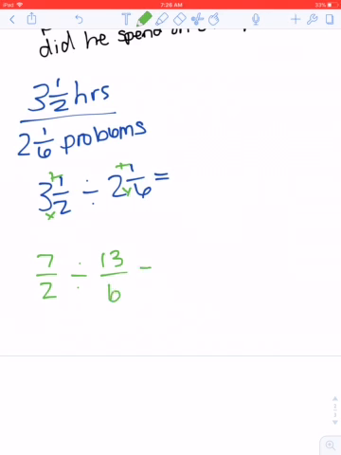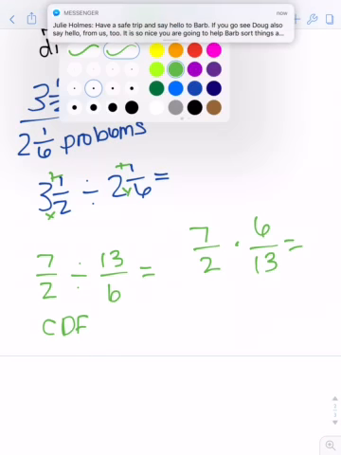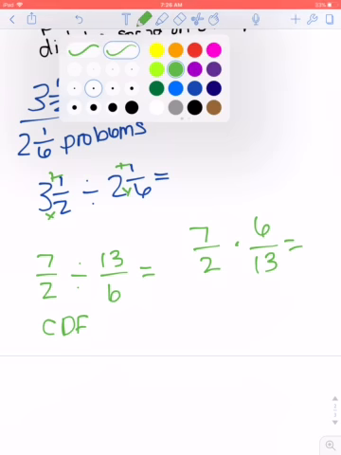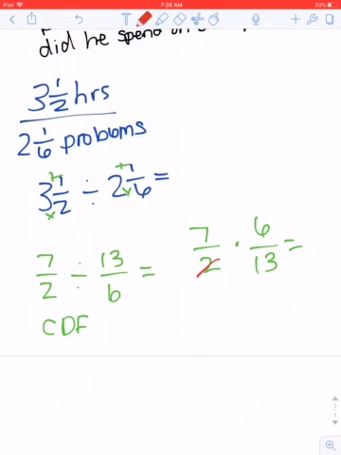Okay, so same thing, we're using division, so I need to use copy-flip. So it can stay 7/2, changes to multiplication, and it's 6/13. Now if we take a look, we can cross simplify. The 2 divided by 2 is 1. 6 divided by 2 is 3. So now I can go ahead and multiply. 7 times 3 is 21. 1 times 13 is 13.